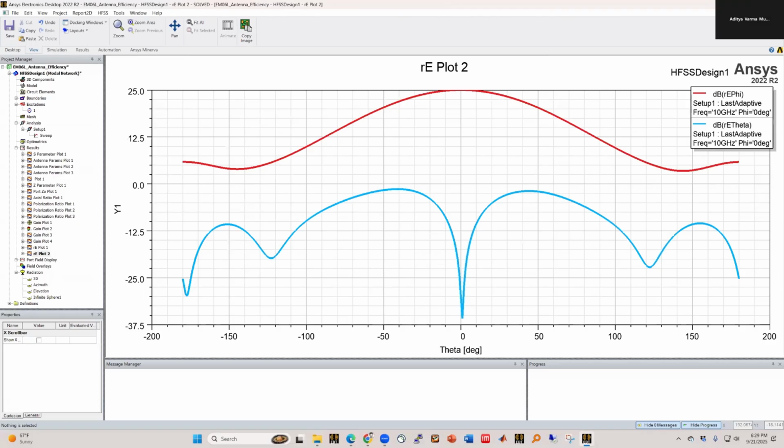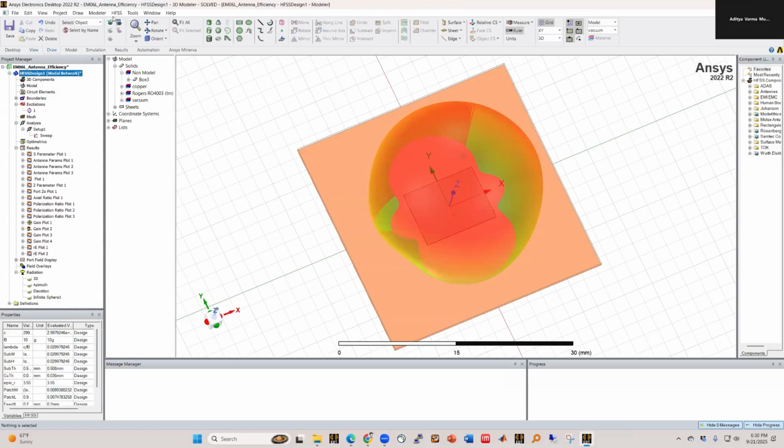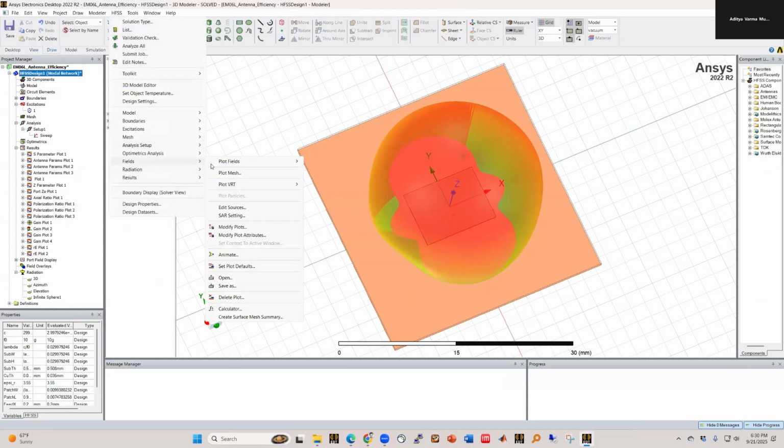All right. So that's usually pretty much all we care about when we're plotting different quantities, the beam widths, bandwidths, and so on and so forth. So the next thing we can probably look at is plotting the actual fields.